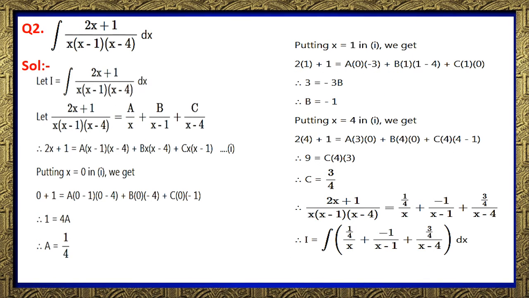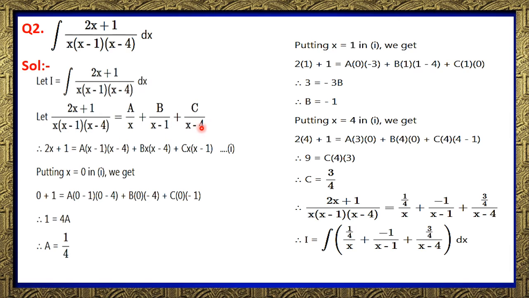Question number 2. Integral of 2x plus 1 upon x into x minus 1 into x minus 4. The method is the same, but there are 3 factors in the denominator. So we will consider the integrand 2x plus 1 upon x into x minus 1 into x minus 4 is equal to a upon x plus b upon x minus 1 plus c upon x minus 4.